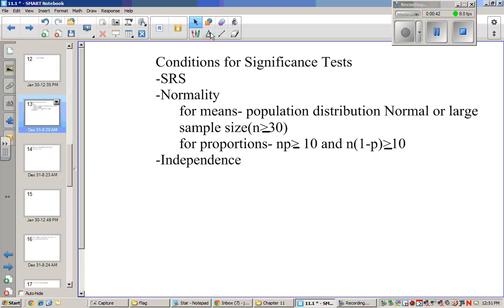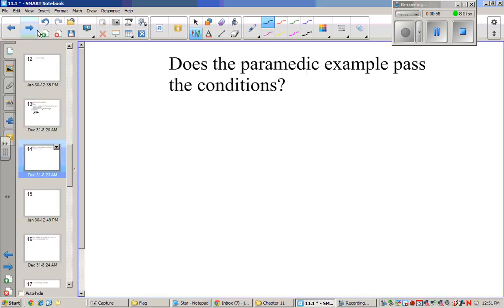And for independence, we have to check that our population is at least 10 times as big as our sample if we're sampling without replacement, which is typically what we're going to be doing. Now, the paramedic question, does that pass the conditions?